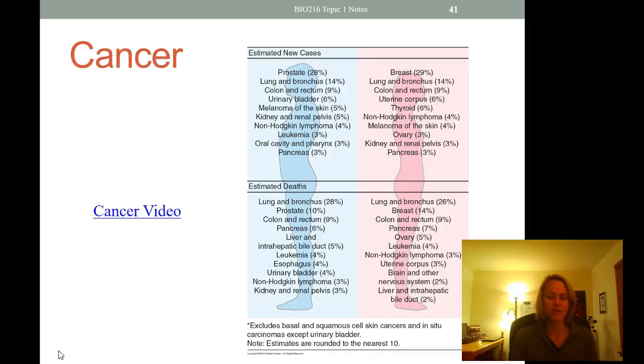If you have time, you might want to watch the cancer video. If you just click on the hyperlink there in the PowerPoint show, not in the screencast, that will take you to that video. And this figure from your book just shows you the incidence of new cases of various types of cancer. Number 1 cancer in males being prostate, and females being breast cancer.